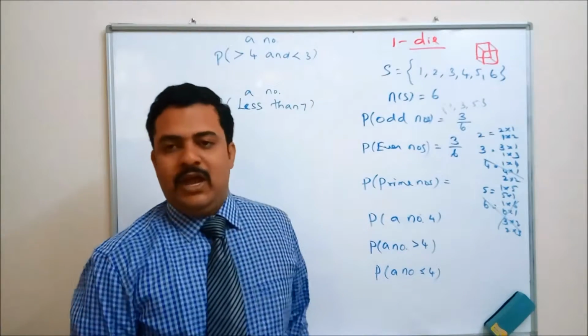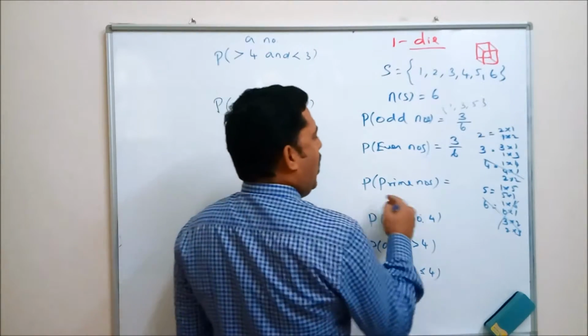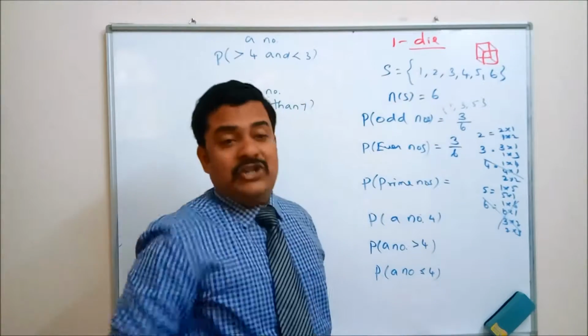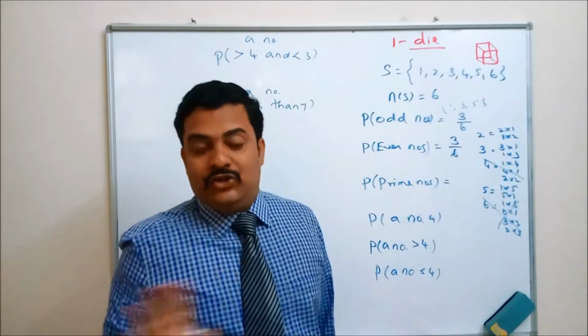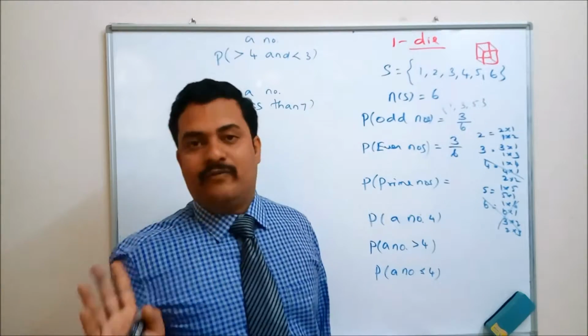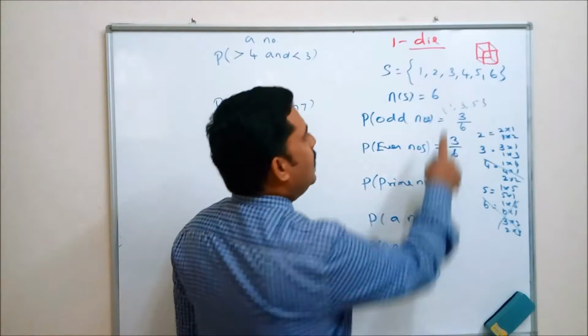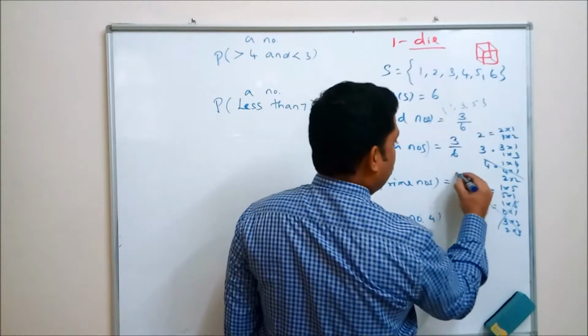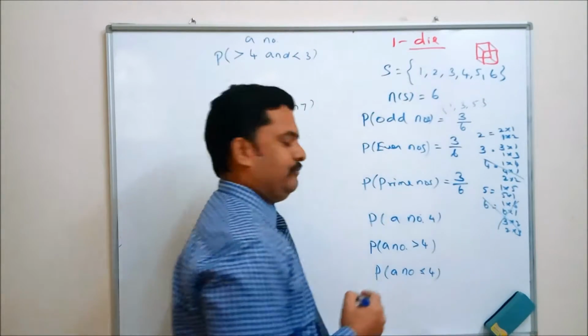Like this. And you can generate. And how many prime numbers are there right now? 1 is not a prime number. The prime numbers start from 2 onwards. Yes, now: 2, 3 and 5. Good, 3. So it is 3 divided by 6.